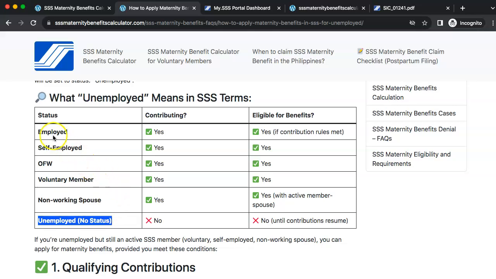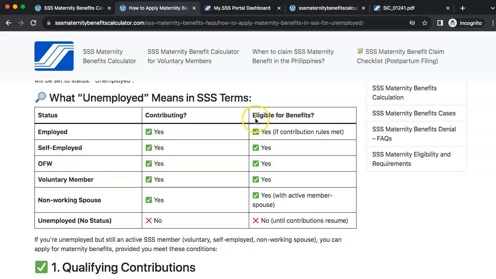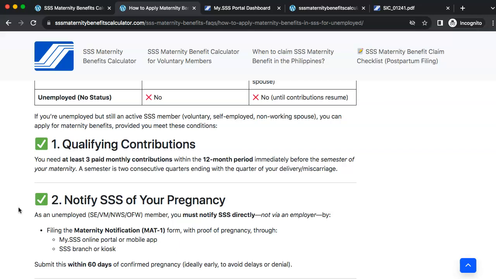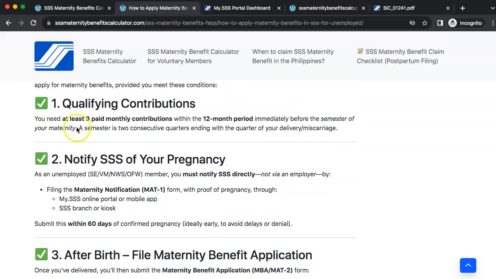So if you are in one of these categories above, you are eligible for the benefits, depending on the amount you're paying. So let's look at that first before we look at the unemployed status. Basically, then, you are an active member, you're still making contributions.